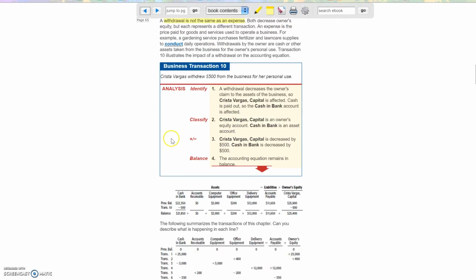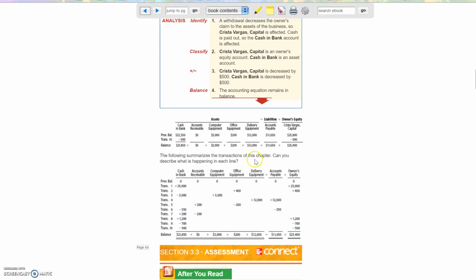So our owner, Krista Vargas, withdrew $500 from the business for her personal use. The two accounts that are affected are capital and cash. Capital is owner's equity. Cash is an asset. Capital is going to go down because her equity in the business is down, and cash is down because we took $500 from there. So if we look at this, we have $500 on the left side decreasing, and on the right side of the equation, capital, we have $500 decreasing. So our equation remains in balance.